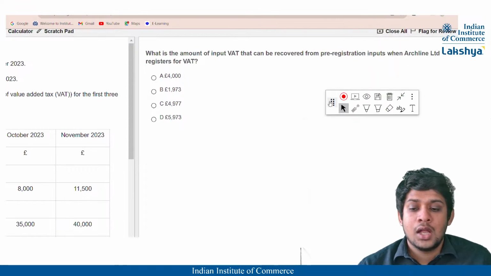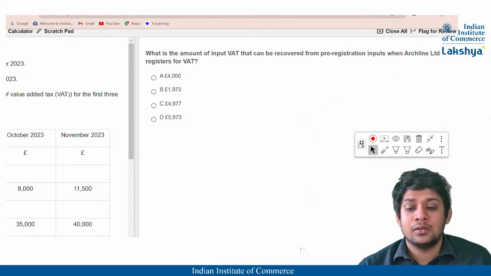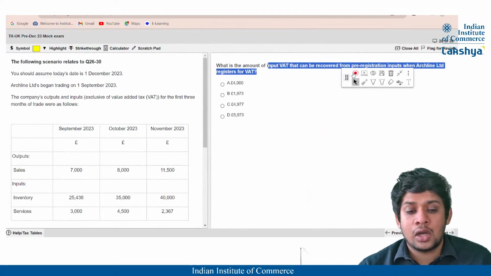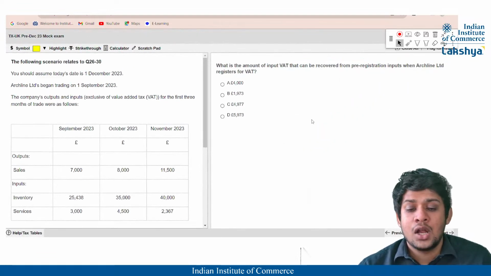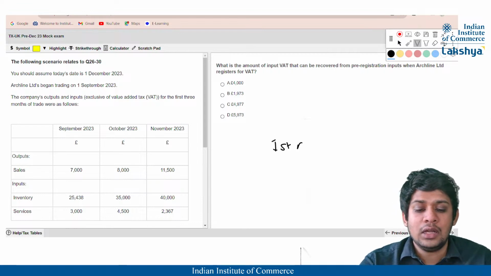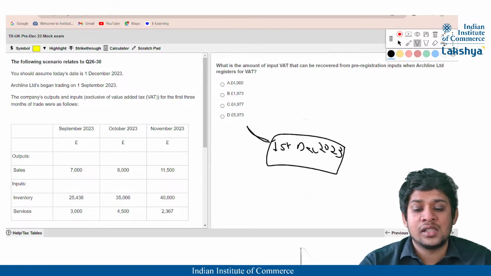Okay. What is the amount of input VAT that can be recovered from pre-registration inputs? So if you are voluntarily registering, what are the additional benefits that you can get from pre-registration of VAT? So always remember, if I am registering for VAT effective from 1st December 2023, any services that I have been provided in the previous 6 months will be considered in the VAT calculation. That means the input VAT that I have paid on them will be recoverable.